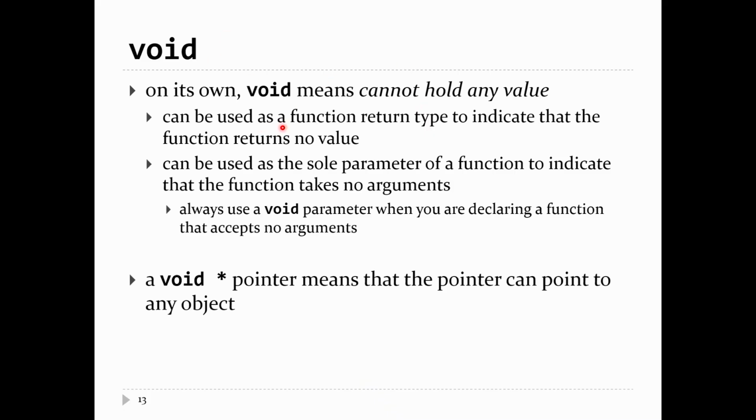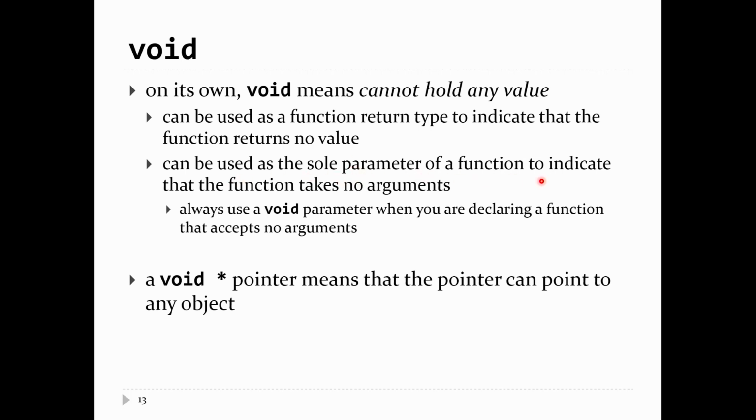All right, there's also a type called void. You've seen void already. You've seen void as a return type. If a function says it returns void, that means the function returns no value. If a function has no parameters, you can also put void in the parameter list.